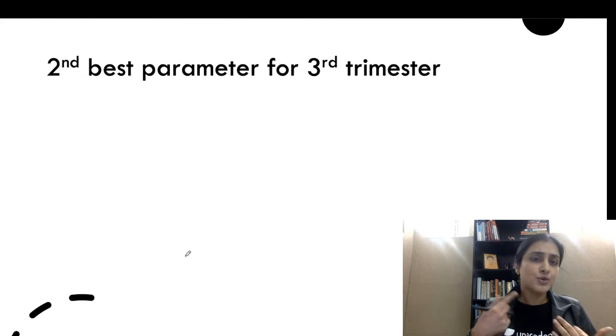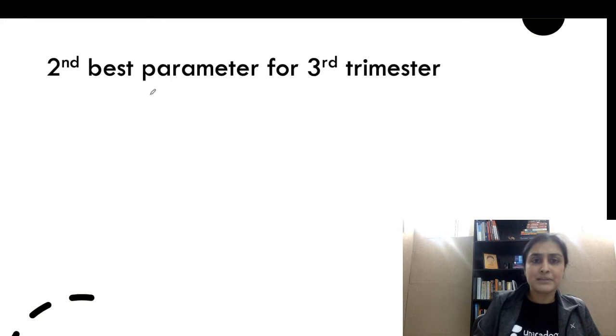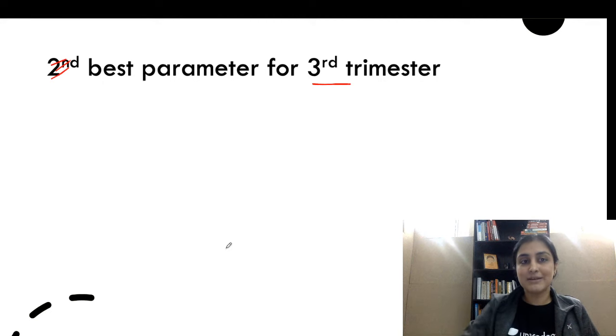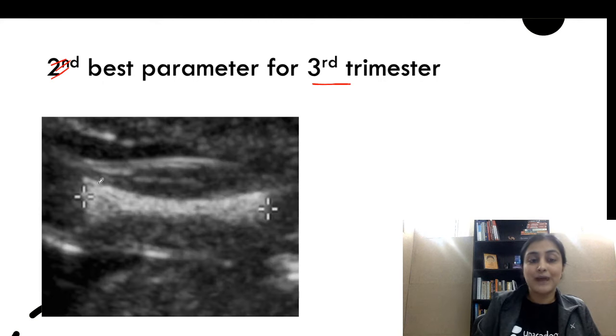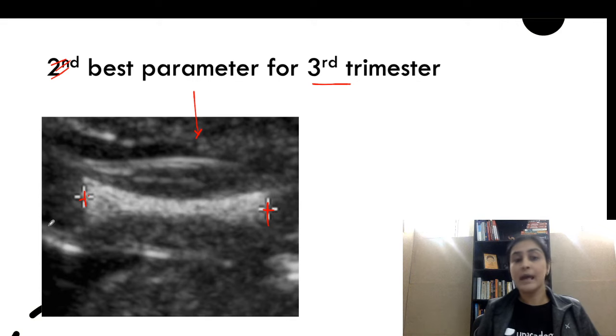Moving on, if they ask you another question, what is the best parameter for the third trimester? What will be your answer? Then you have to say this particular length. What is this bone that we are measuring? The bone that we are measuring here is the femur length. So this femur length becomes the best parameter for the third trimester dating. Alright, so again, femur length can be measured from one end to the other. We don't take any epiphysis into the measurement.